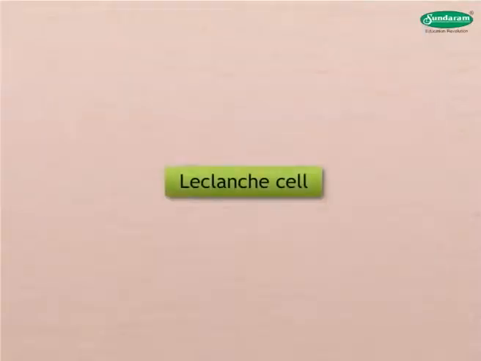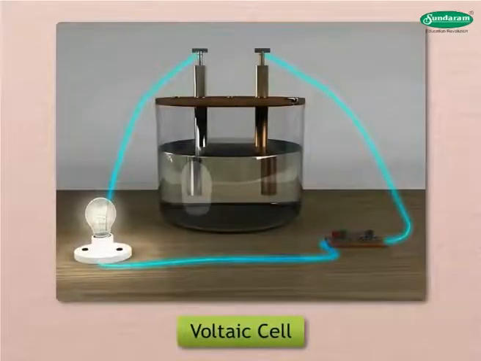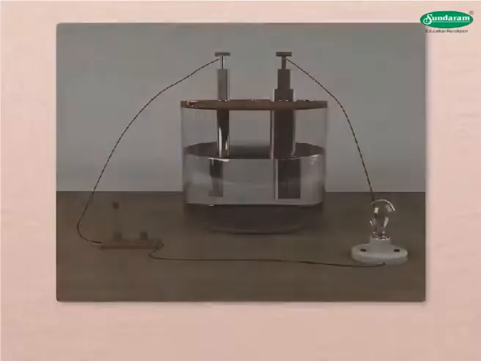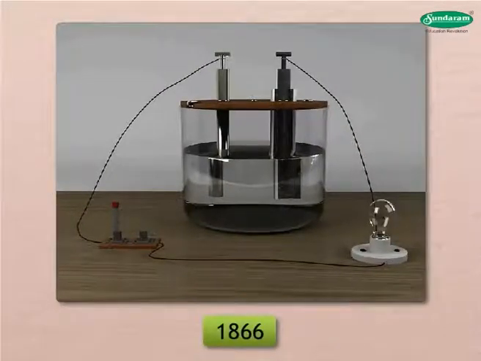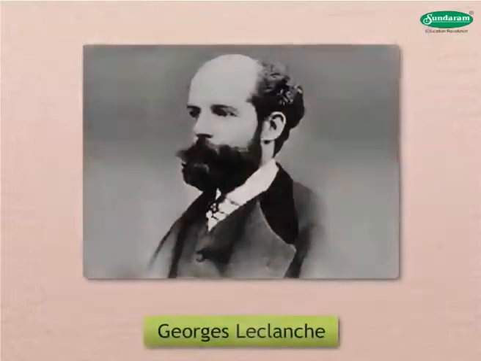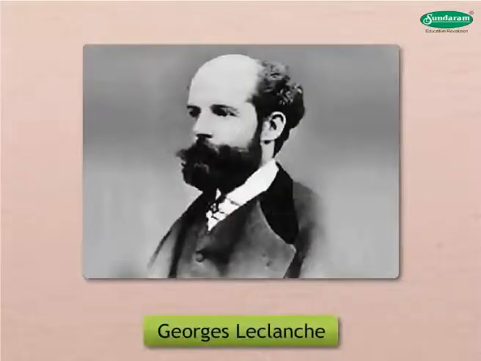Leclanché cell. I hope you all understood the voltaic cell well. Let us now move on to the next cell, which is called as Leclanché cell. The cell was made in 1866 by a French scientist, Georges Leclanché.